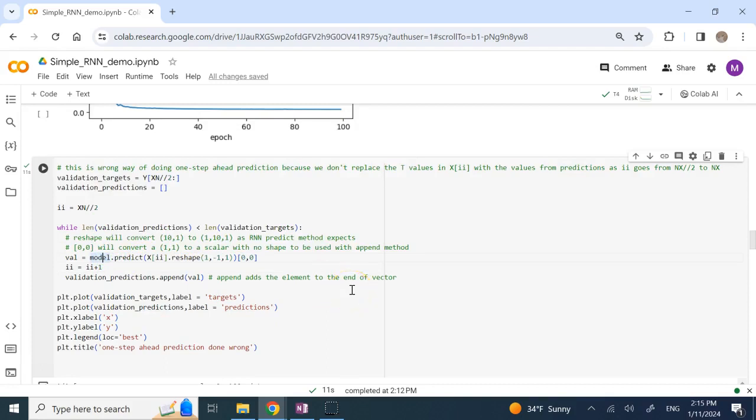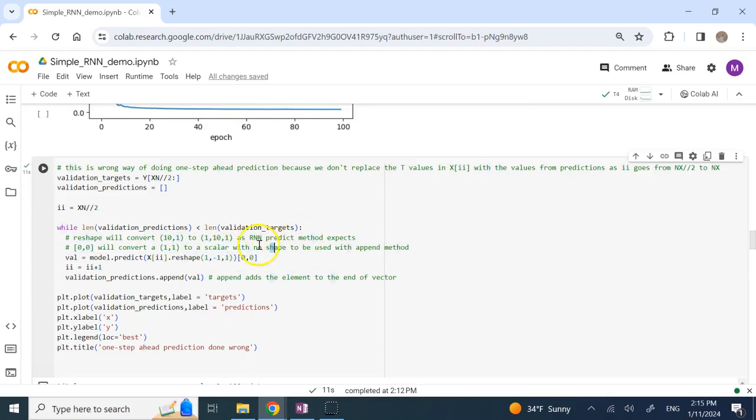Now, when it gives you a value, the shape of the value this predict will give you is going to be a 1 by 1. Although it's a scalar, it has 2 extra dimensions of 1, which you don't want in this validation prediction for appending. When you want to append to this empty set, you don't want to add something that has a dimension of 1 and 1. You have to get rid of those 2, 1 and 1, and make it a scalar with no dimensions.